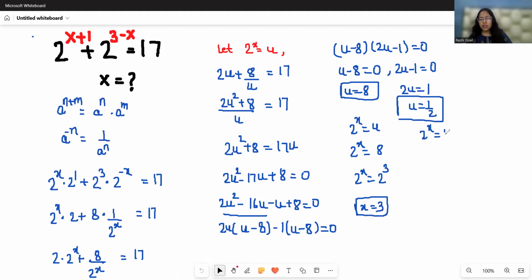Now 2 power x equals u, so 2 power x equals 1 by 2. So 2 power x, we can write it as 2 power minus 1. If we compare both sides, the value of x is negative 1. So what are the two values of x? 3 and negative 1. I hope it's clear and you find it useful.